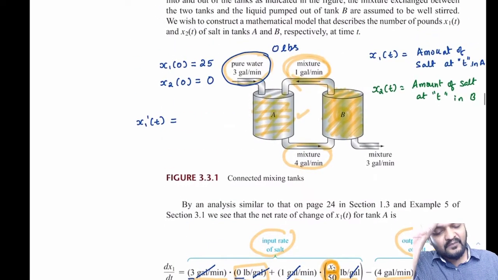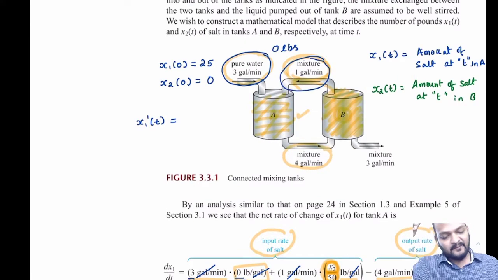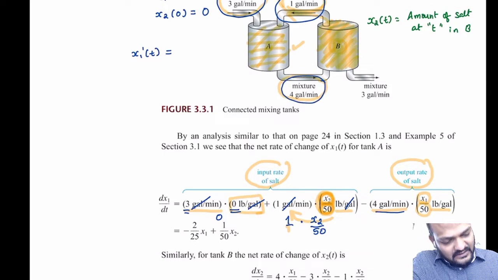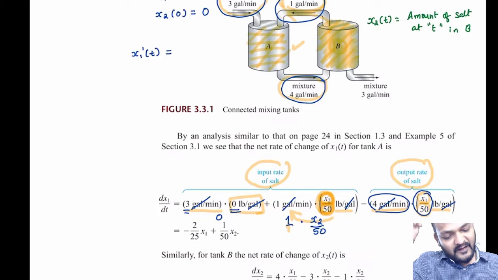Whatever is the concentration, whatever is the amount of salt divided by 50 is coming in because of this intake. Right now, what is the outgoing? It's losing 4 gallons per minute times whatever it currently has, so the gallon gets cancelled. For every minute, it is going to lose x1 over 50. So I have 0 plus 1 times x2 over 50 minus 1 times x1 over 50.